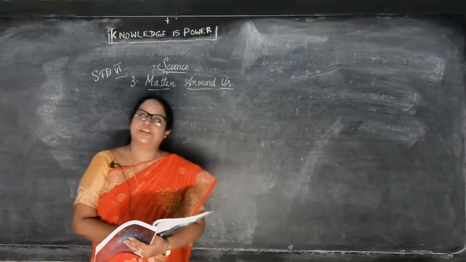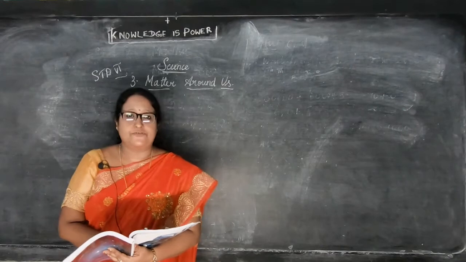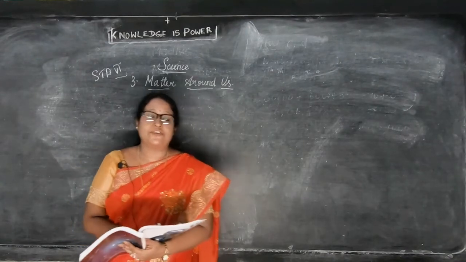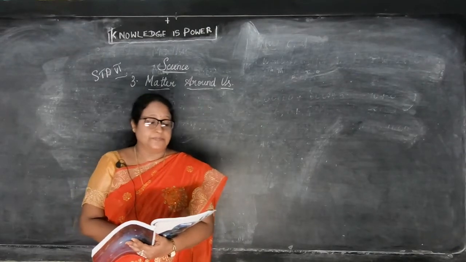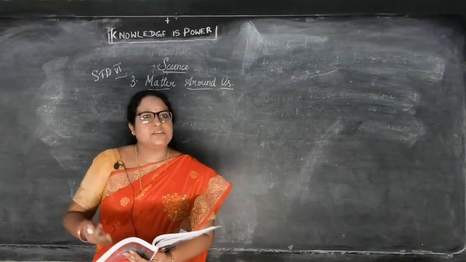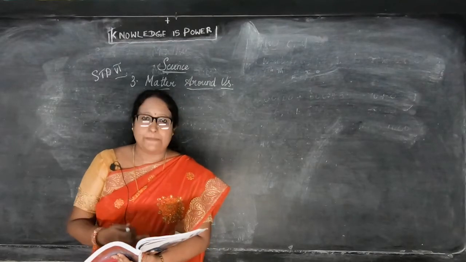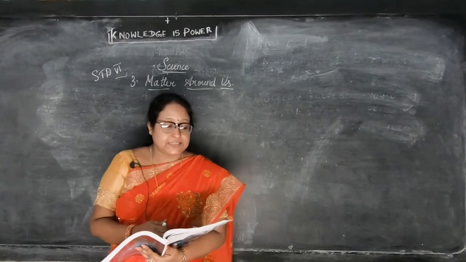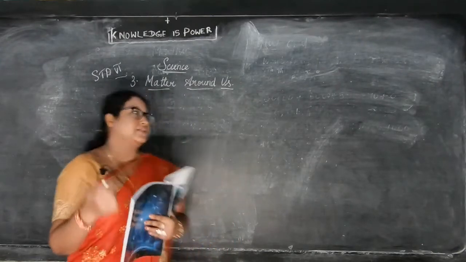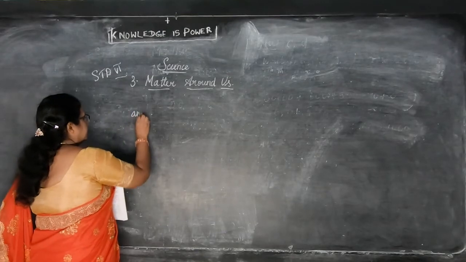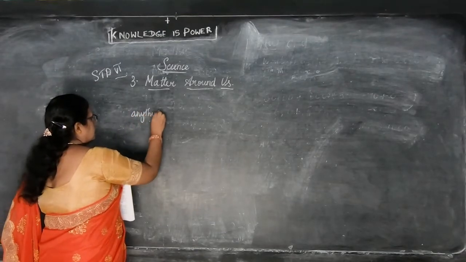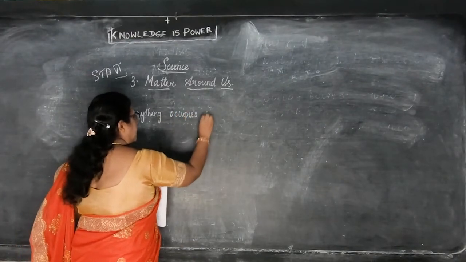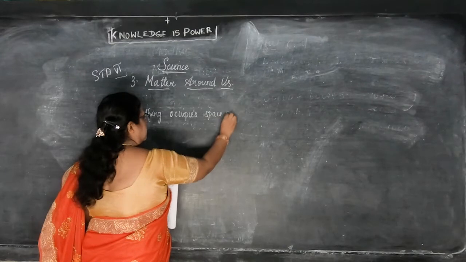Matter is everywhere around us. The air we breathe, the water we drink, and the materials we use, all these are made up of matter. Matter is defined as anything that occupies space and has mass, or weight.